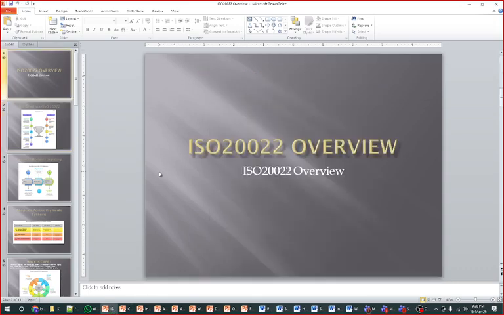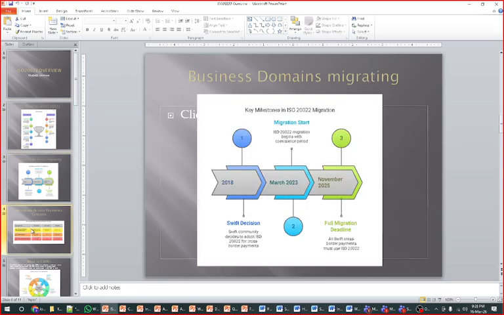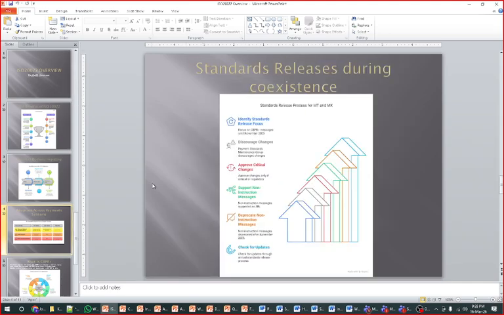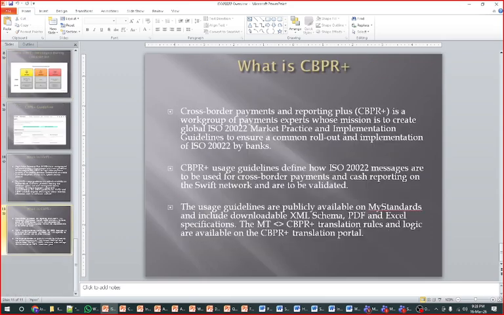Okay, the benefits of ISO 20022. This is in a tabular format, and nowadays nobody will ask this simple question, but still we are going to walk you through how this payment works, what the standard release is, the coexistence period, and high value payment versus CBPR payment. We will discuss this kind of thing.